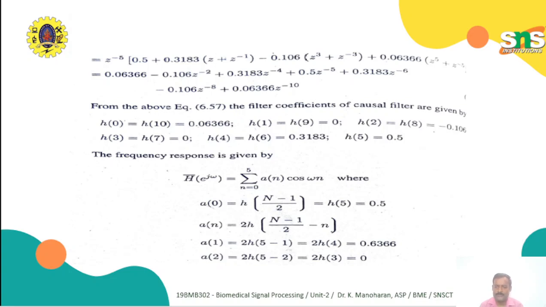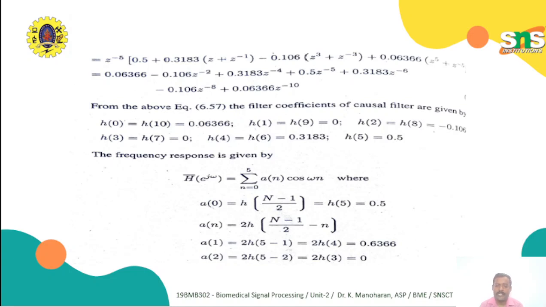For substituting that we have two formulas. One is a of 0, which is applicable only for the 0th coefficient. Remaining we have a of n. So a of 0 will be equal to h of (N minus 1) by 2, and we can substitute N is 11, (11 minus 1) by 2, so this will be 5. So a of 0 equal to h of 5. We know h of 5, look at this tabulation. So h of 5 equal to 0.5. So a of 0 equal to 0.5.